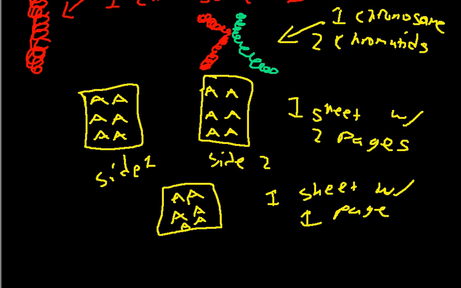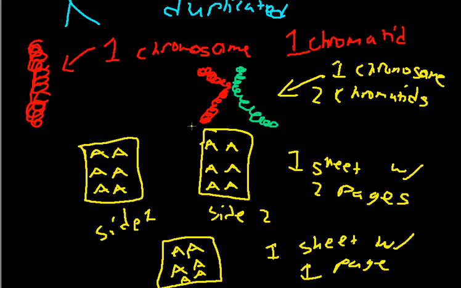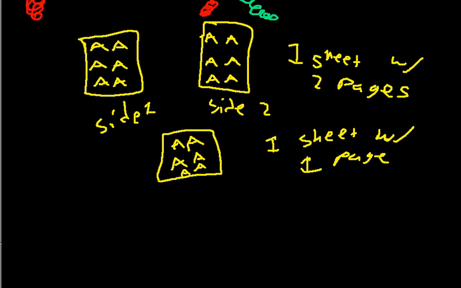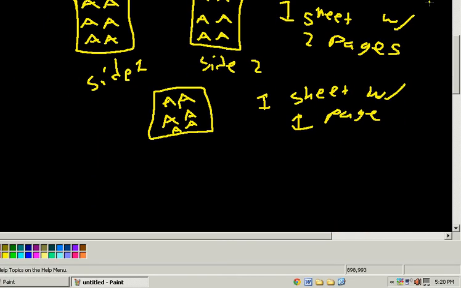So the sheet in this case is like the chromosome. It's still a chromosome, but this sheet of paper is made up of two pages, just like this chromosome is made up of two chromatids. And yet this one is one sheet, just like this chromosome, but it's made up of only one page, just like this one's only made up of one chromatid.